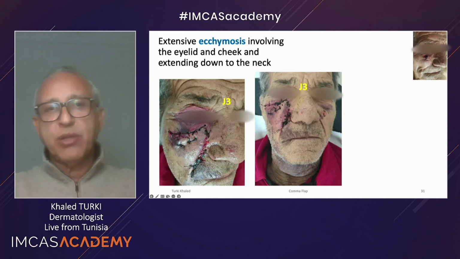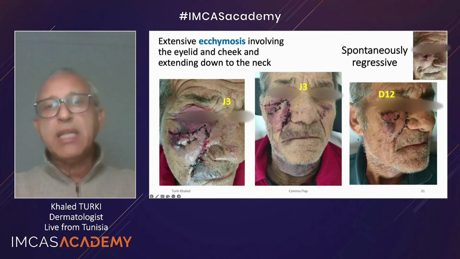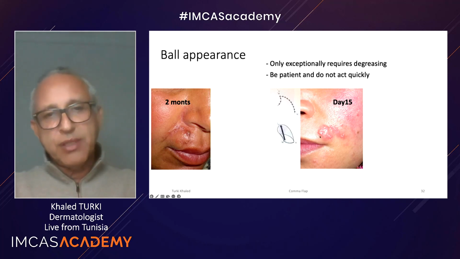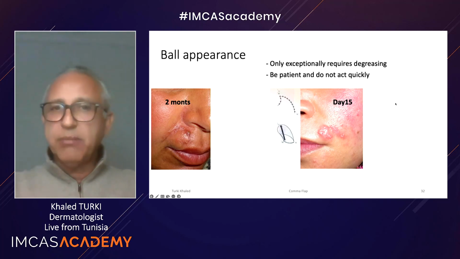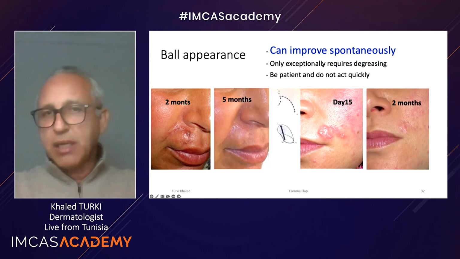And this patient we have with an anticoagulant treatment. We have ecchymosis involving from the eyelid and the cheek extended down to the neck. See, the ecchymosis is very important, very aggressive, but spontaneous resolution 12 days later. Ball appearance, sometimes we have like a ball for this flap, and it's only exceptionally required to do the grazing. Patient, do not act quickly because spontaneously it can improve. 2 months later and 5 months later.